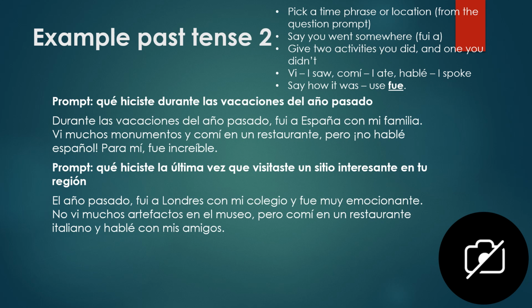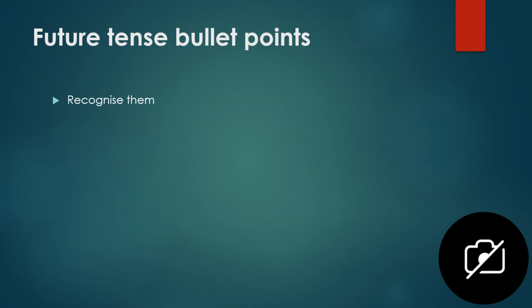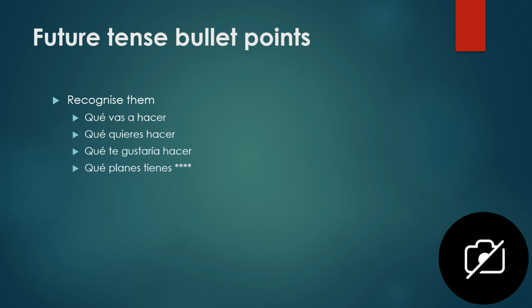2 things I did, 1 I didn't. So again, I could show the contrast with pero or sin embargo. The future tense, recognize them with ¿qué vas a hacer?, ¿qué quieres hacer?, ¿qué te gustaría hacer?, or ¿qué planes tienes? If it says ¿qué planes tienes?, please do not say mis planes son. It's difficult to make it sound good if you start off with that.